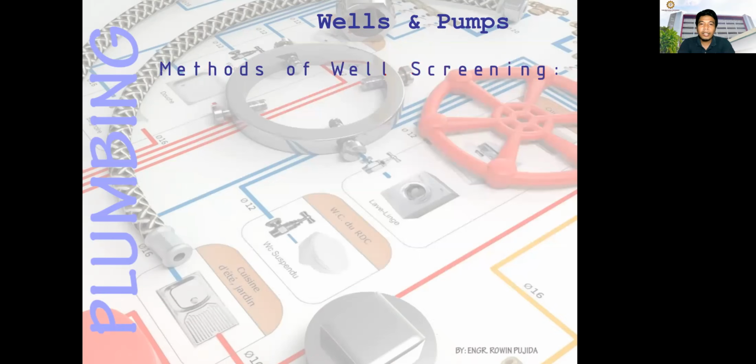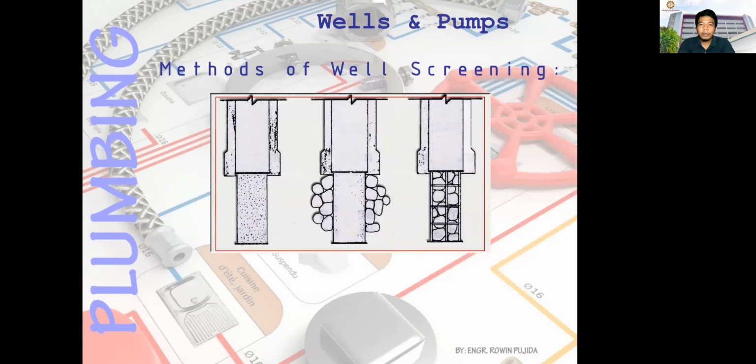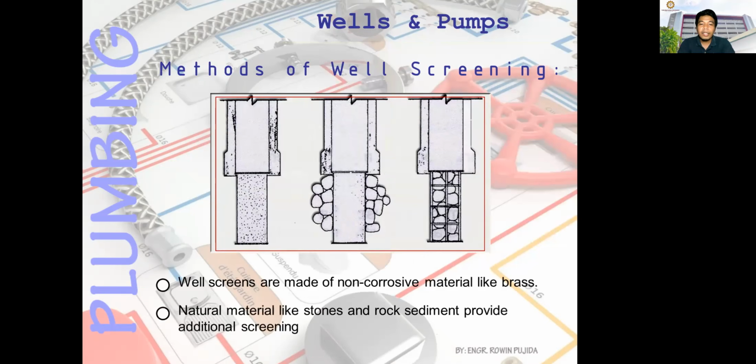So, methods of well screening. So these are the methods. Maybe you can also search on YouTube or the internet on how to construct deep wells or shallow wells. For well screening, well screens are made of non-corrosive materials like brass. Natural materials like stones and rock sediments provide additional screening.